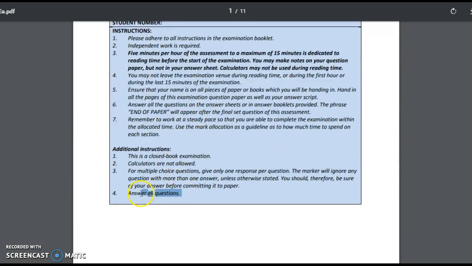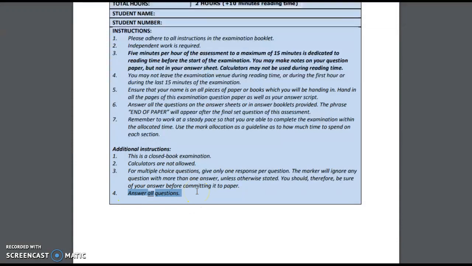Then answer all the questions. Try to attempt every single question. If you are struggling with answering a question, like I say, move on and then come back to the question. But you must attempt every single question. It's really important.